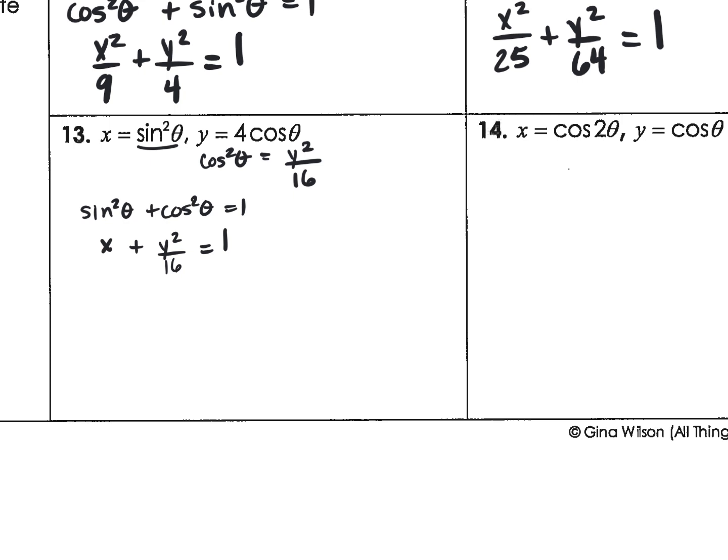We've never written a parabola like that in our lives, have we? No. So the first thing I want to do is multiply everything through by what? 16. Yes, ma'am. So times 16, times 16, and times 16. Boom, goes away. So we got 16x plus y squared equals 16. So y squared is equal to what?